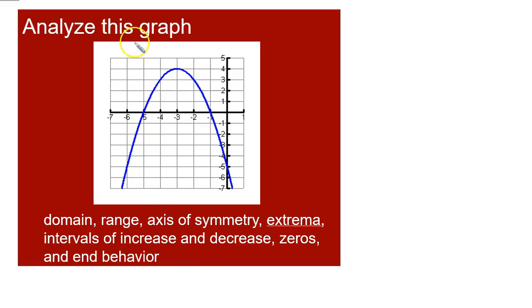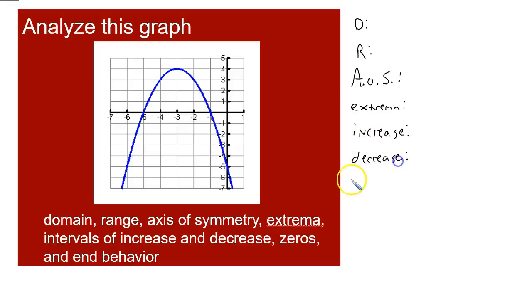And our last question today, it says analyze this graph, and here we're asked to do a whole bunch of stuff. We want to find domain, we want to find range, we want to find the axis of symmetry. We want to find any extrema. Intervals of increase and decrease. Zeros and end behavior. And it's not on this list here, but I'm going to add a characteristic we mentioned, y-intercept. When we find the zeros, we're going to find the x-intercept. Let's also find the y-intercept. So let's kind of go through this as quick as we can.